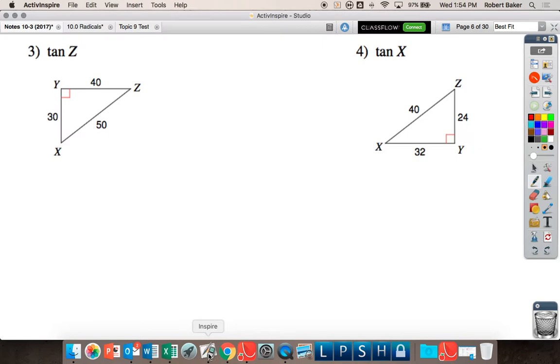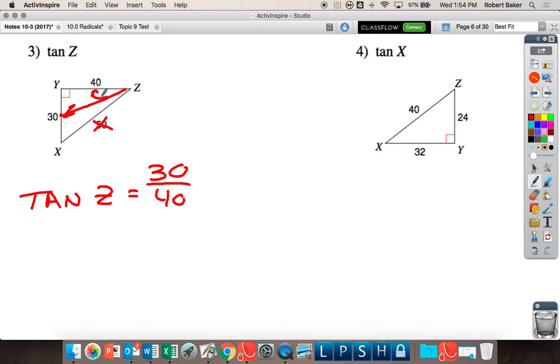Okay? We're doing the tangent of Z. Which one dies? Which one are we not going to use? No 50, right? What's opposite of Z? 30. What's adjacent to Z? 40. Opposite over adjacent.